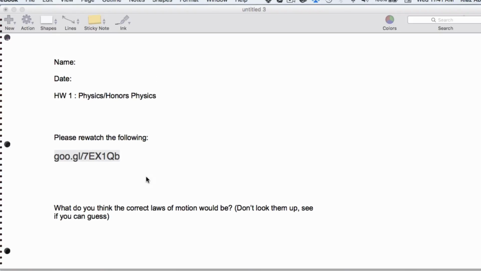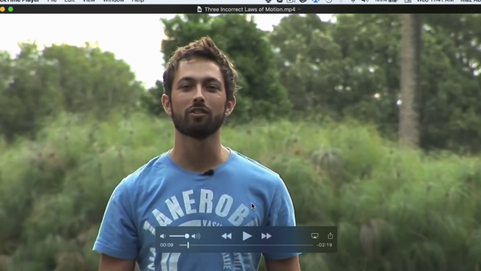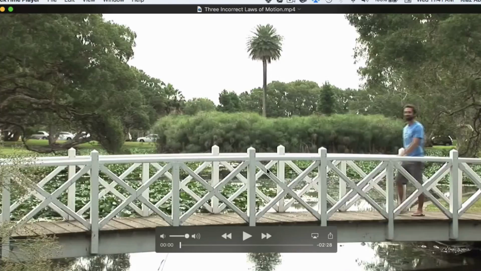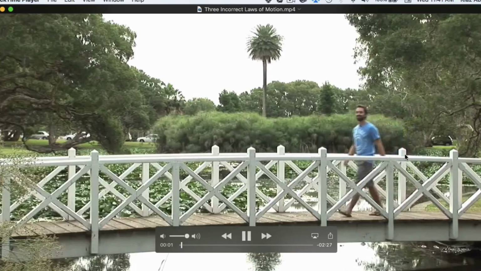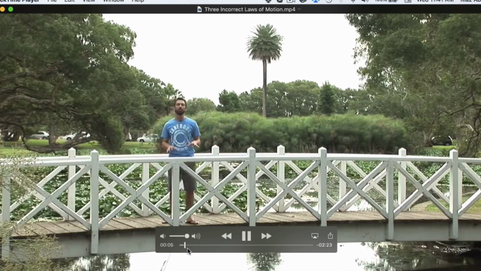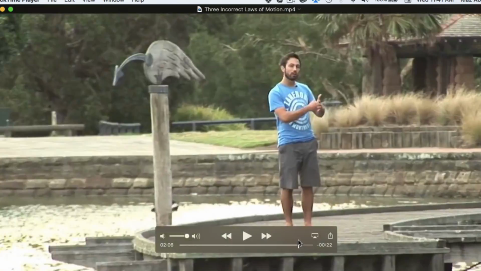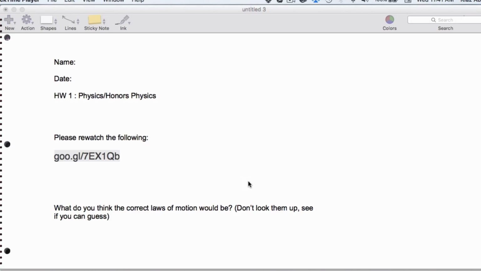So I had you watch a video by Derek Muller, also known as Veritasium, on the laws of motion, this little video here, which I've got on silent so you can hear him talking. We watched the videos and he suggests 3 incorrect laws of motion that both he and I think you actually think are the rules of physics, but they're wrong. And the laws looked like this.